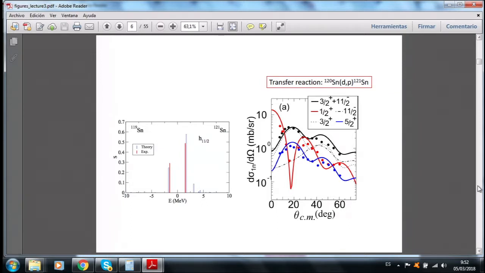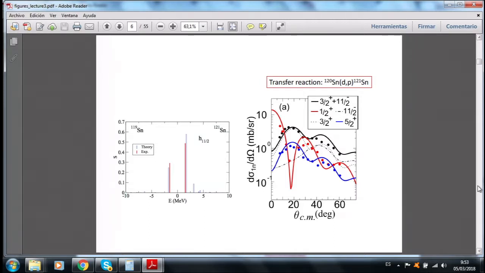How can we see this experimentally? Well, through the one-particle transfer. If you send a deuterium to 120 and you observe a proton, you know that a neutron has gone into the 120. So you are populating 121. And from the angular distribution of the proton, you can say which angular momentum you have been populating. And from the absolute cross-section, you know the probability with which this process is happening. So it's giving you the so-called spectroscopic factor.